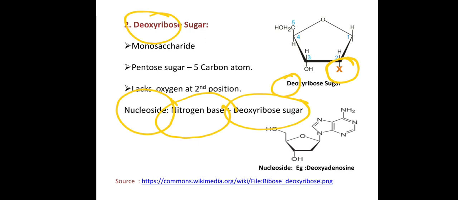If guanine is the nitrogenous base, then it is deoxyguanosine. And what about cytosine? Then it becomes deoxycytidine. And if the nitrogenous base present is thymine, then it is called deoxythymidine. Okay, thymidine. So depending upon the type of nitrogenous base present, you have different nucleosides.